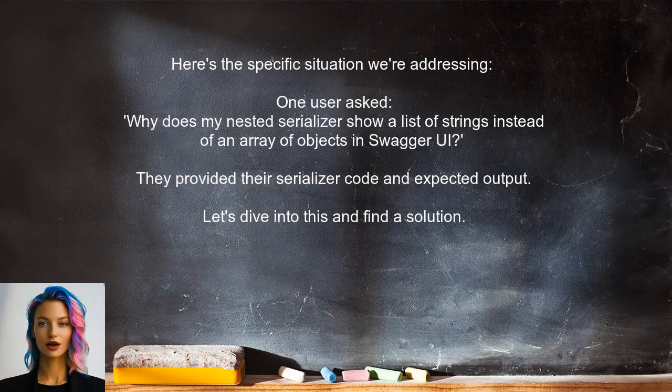Here's the specific situation we're addressing. One user asked, "Why does my nested serializer show a list of strings instead of an array of objects in Swagger UI?" They provided their serializer code and expected output, which is a common scenario. Let's dive into this and find a solution.